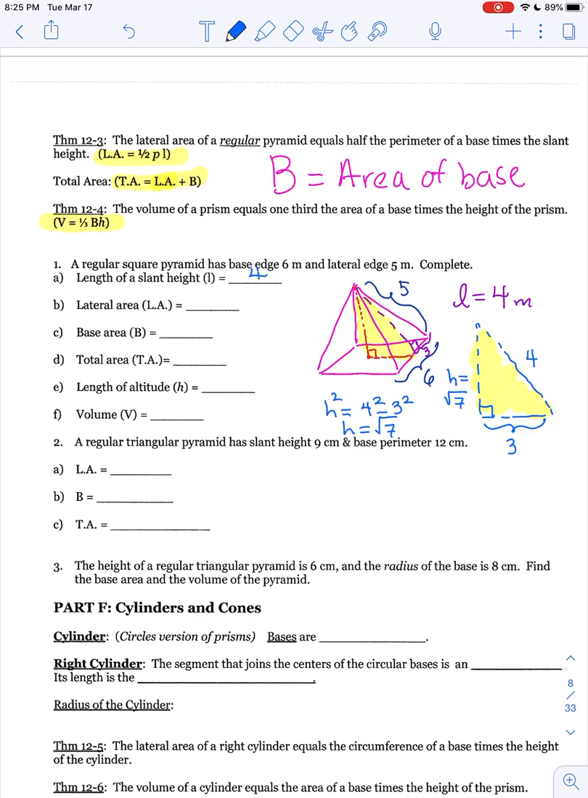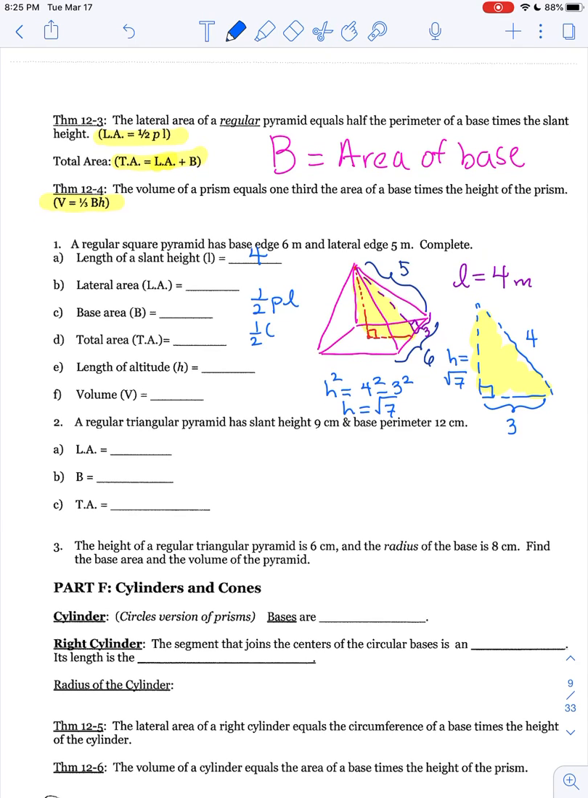Slant height is equal to 4. The lateral area is equal to, from the previous demonstration, 1/2 PL. If I take a look at the square, each side of the square is 6. So there are 4 sides, so 1/2 times 24 times the slant height, which is equal to 4. If you have a calculator in front of you, we can input that. Half of 24 is 12. 12 times 4 is 48. So the lateral area is 48 meters squared.